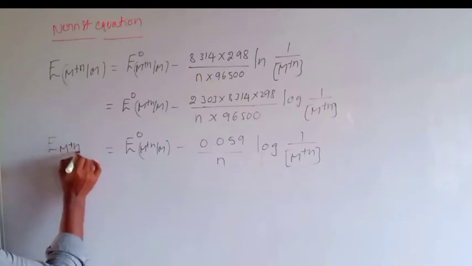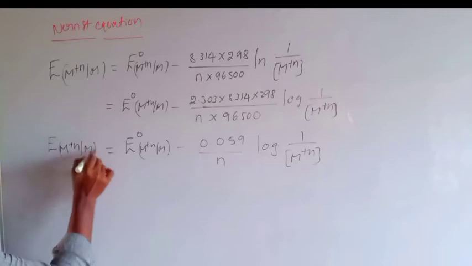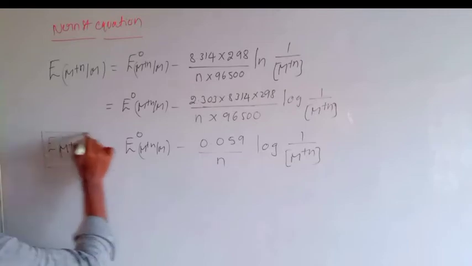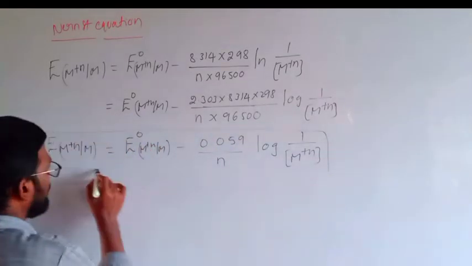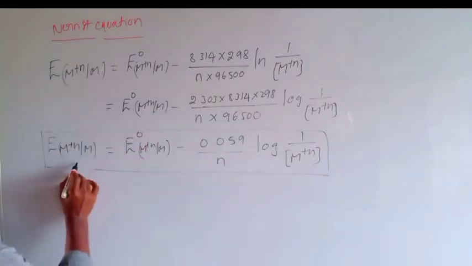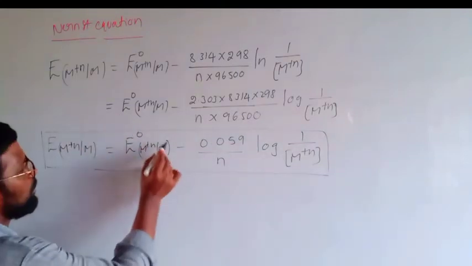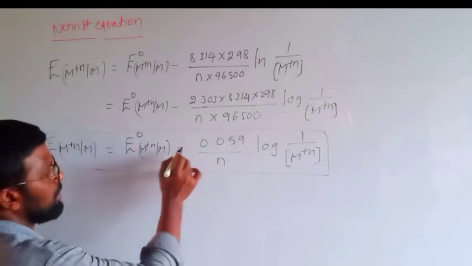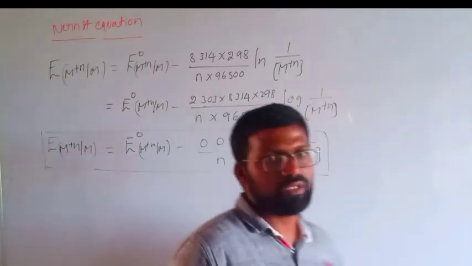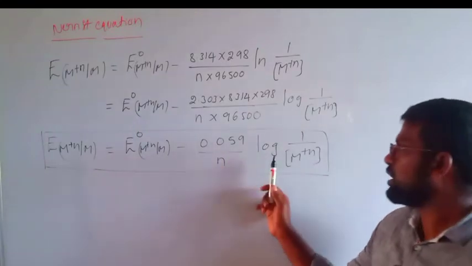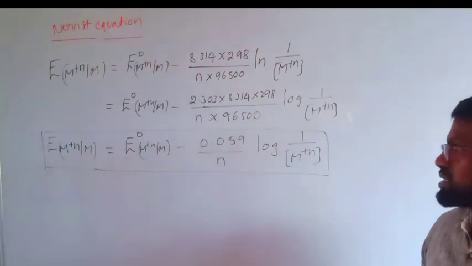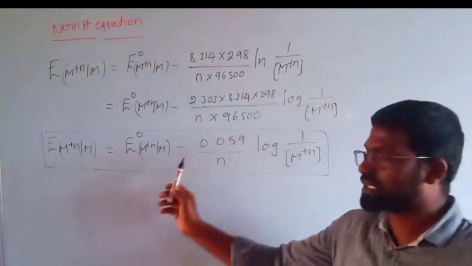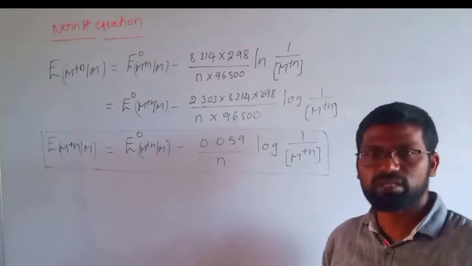That means from this form what you can understand is that the electrode potential of a given electrode is equal to the standard electrode potential or standard reduction potential minus 0.059 by n log 1 by M plus n concentration. This is the generalized modified Nernst equation.